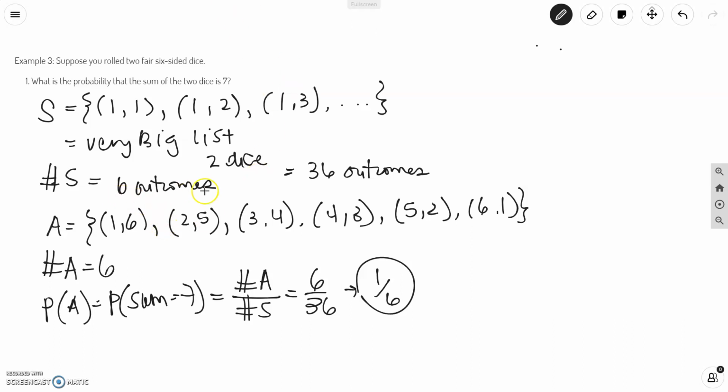And again, the shortcut that I have right here will always work as long as you know how to apply it. So if you have 3 dice instead, it'll be 6 outcomes to the 3rd power. If you have 10 dice instead, it'll be 6 outcomes to the 10th power. If you had a different example where you were looking at flipping a coin, then for flipping a coin you have 2 outcomes, and then the power would depend on how many coins you have.